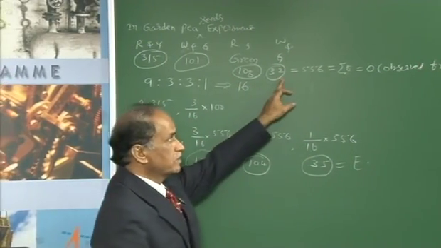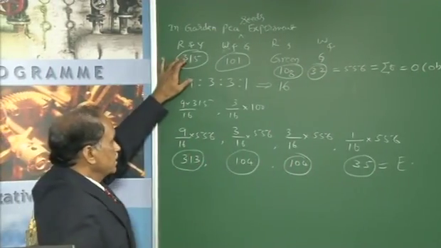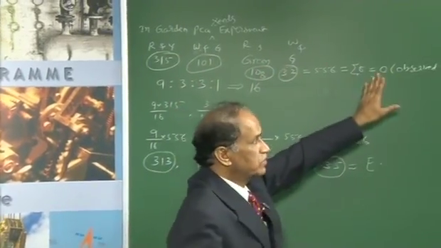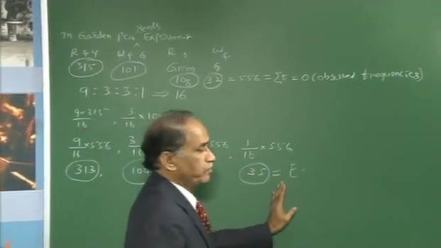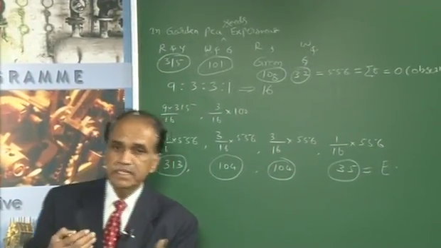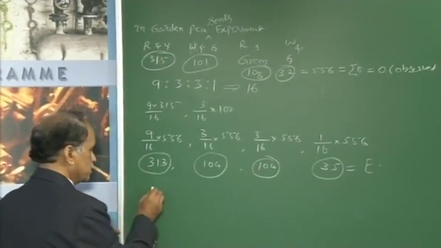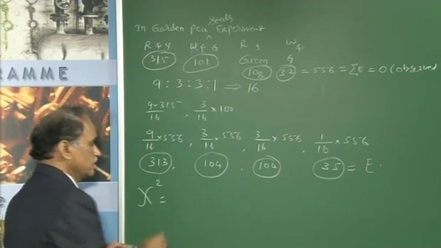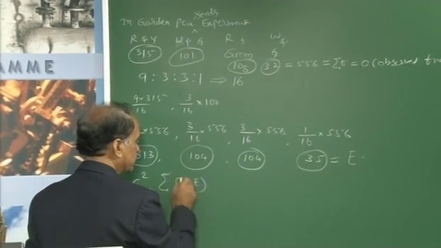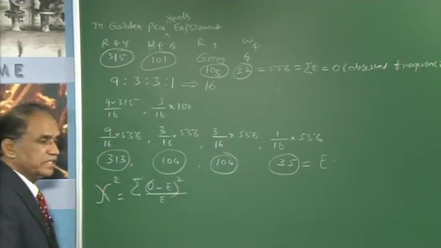These are the observed frequencies, these are the expected frequencies. Is there a relation between these two? Theoretically, these values are from theory and the others are the actual fact. According to the chi-square test, we will verify whether any relation exists between theory and the fact. Therefore, I take the chi-square equation: observed frequency minus expected frequency, whole square, and each value divided by the expected frequency.